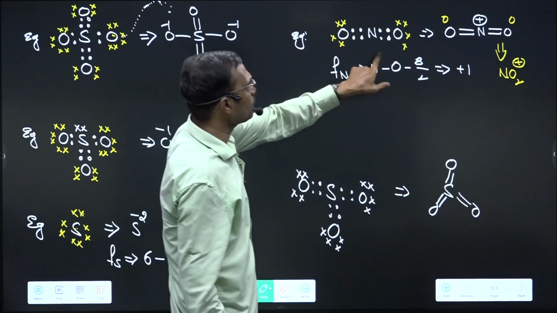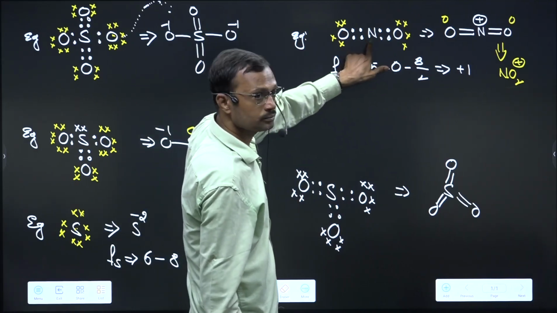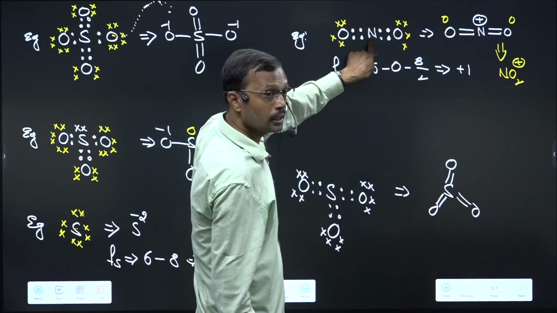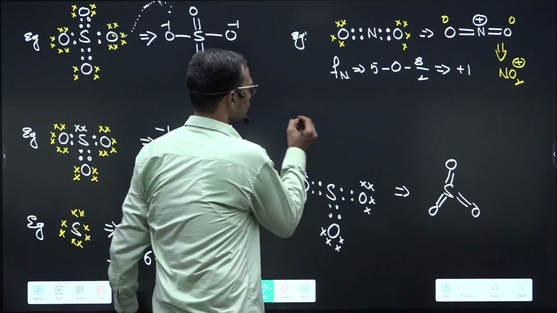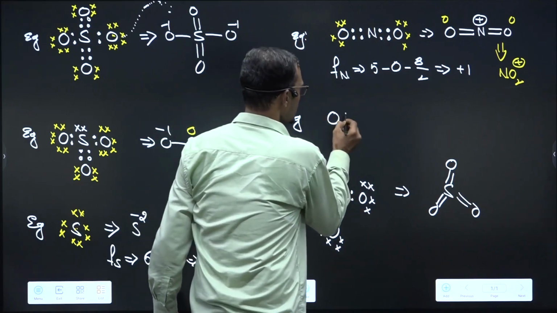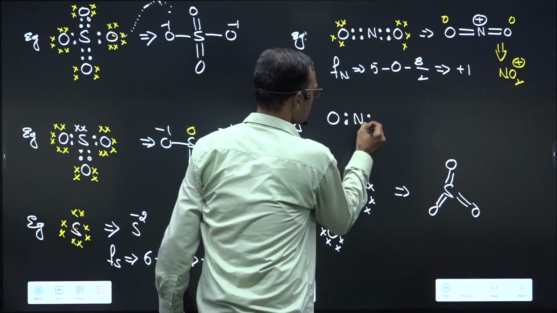So they will give it like this. What is the formal charge of nitrogen? They will ask. Now nitrogen carries plus 1. What about these two oxygens? 0. Now oxygen 2 electrons, nitrogen.